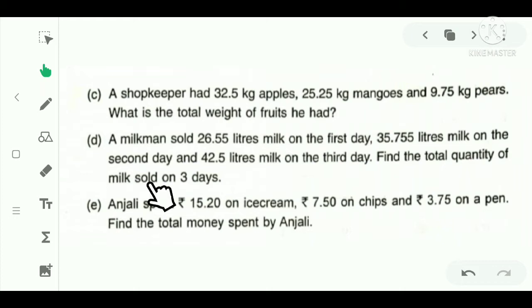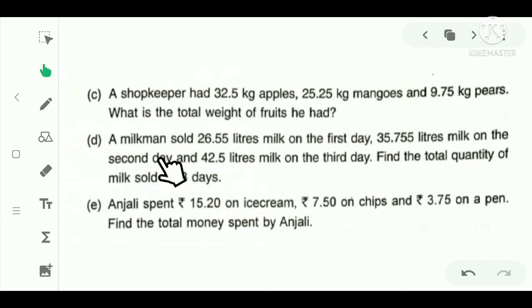Students, next question is, a shopkeeper had 32.5 kg apples, 25.25 kg mangoes and 9.75 kg pears. What is the total weight of fruits he had? So do this question yourself. Weight of apples given, mangoes given, pears given. Total weight of fruits you can find. So you all know that total weight we want to find, then we will add all these weights. So do this part yourself.